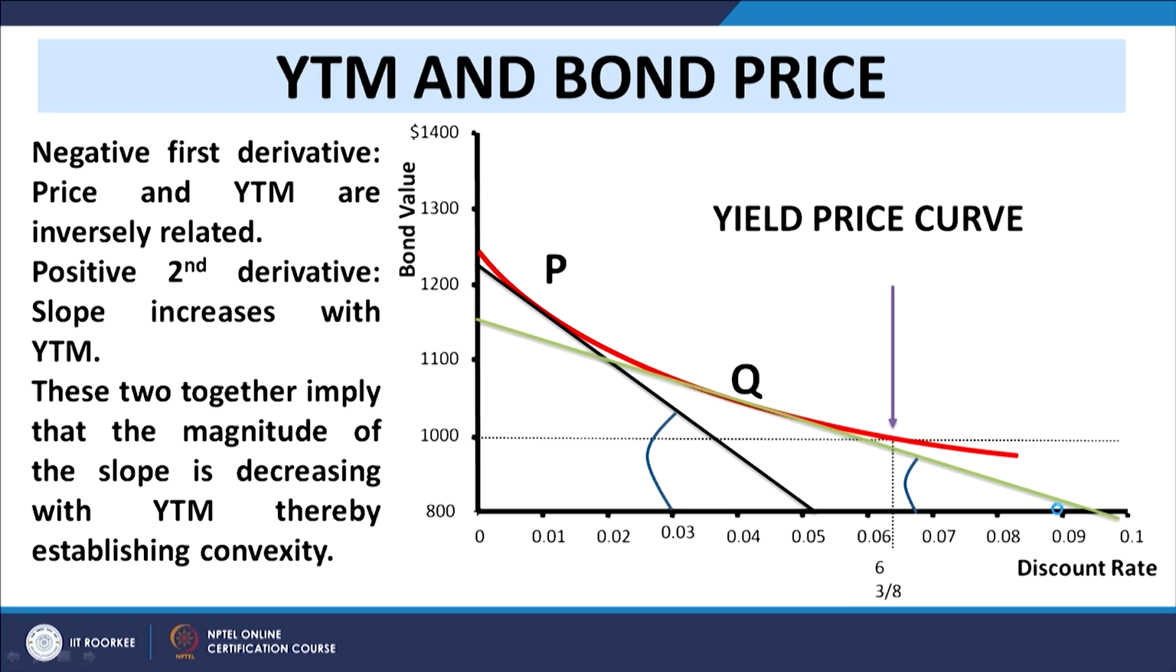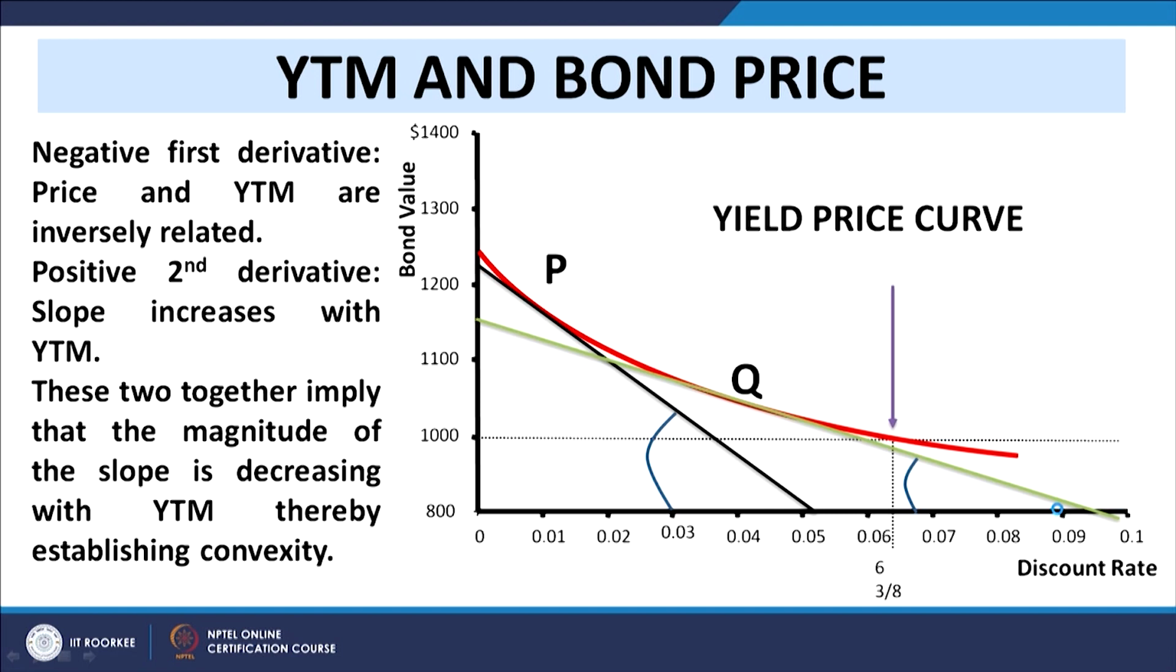On the slide, you can see the relationship between the YTM and the bond price. There is an inverse relationship, which is also indicated by the negative slope, or the negative first derivative of the price with respect to the YTM. As you can see, the curve is downward sloping. An increase in YTM indicates a reduction in price.